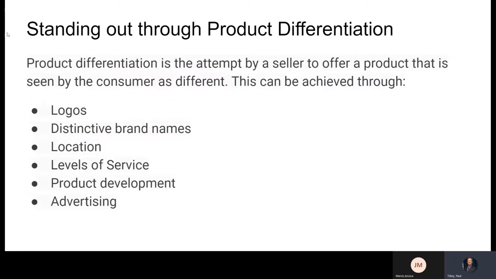Here are ways that we can make our product different. We can create logos, which basically tells the customer at a glance who made this product. Distinctive brand names, like logos, show who made this product. Where the company is located: are you right near the market? Price Club is over in Galway.